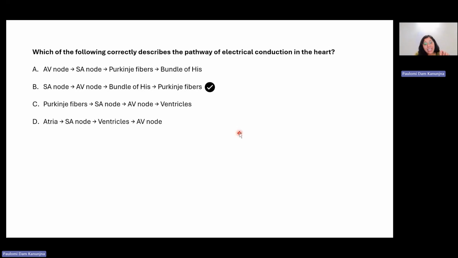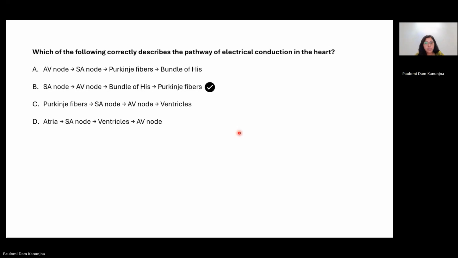The AV node delays it, and further sends the impulse to the bundle of His, right? Which is also called the atrioventricular bundle. From the bundle of His, via the bundle branches, the impulse reaches the Purkinje fibers, which are responsible for the coordinated ventricular contraction.